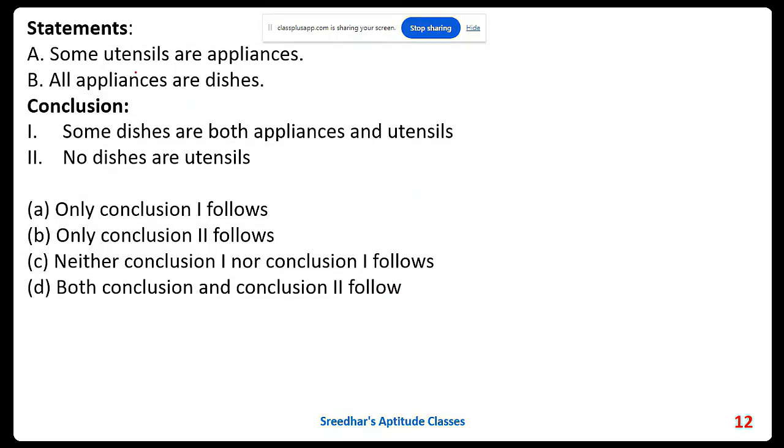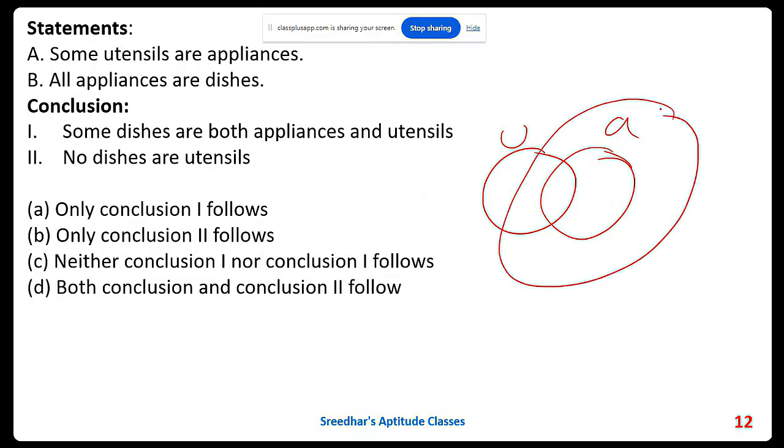Right, here is the answer. First statement, some utensils are appliances, and all appliances are dishes. Okay, first conclusion: some dishes are both appliances and utensils. Yes, sir. Dishes are intersecting with appliances as well as utensils. So the first one is absolutely true.